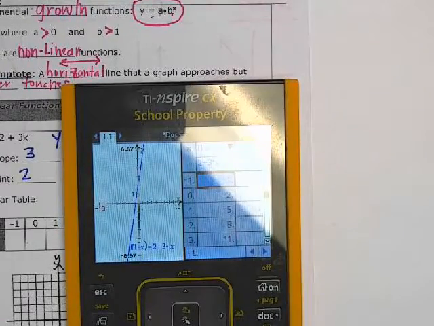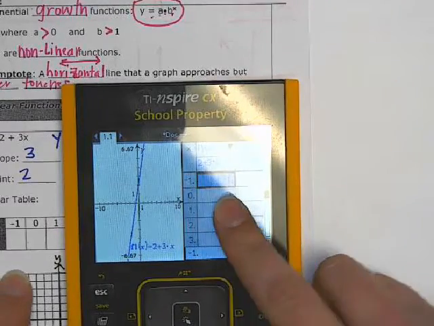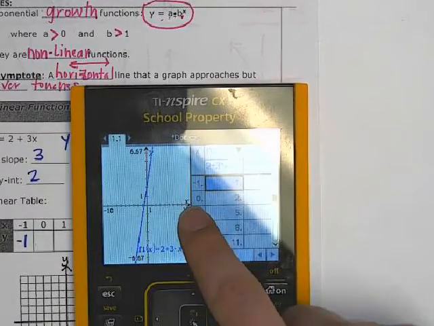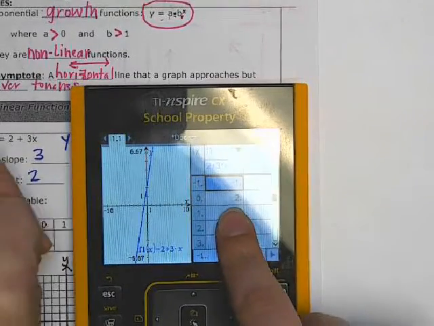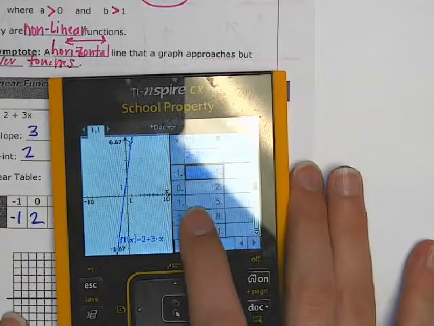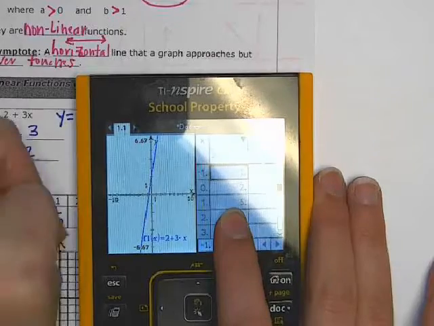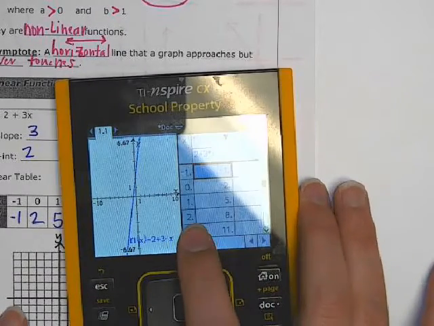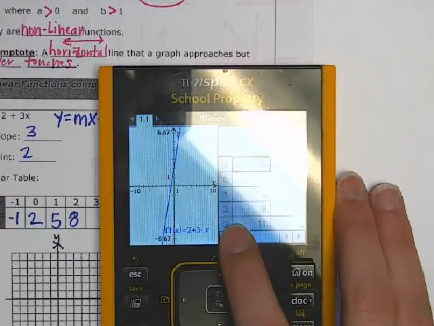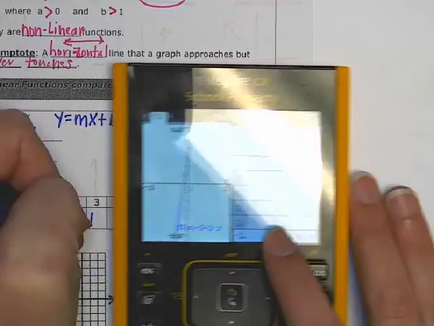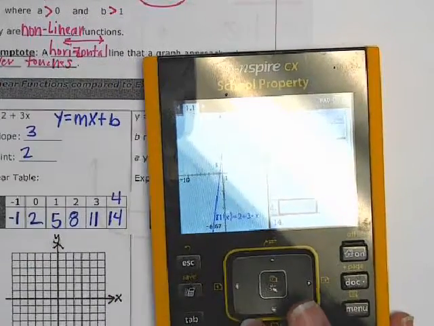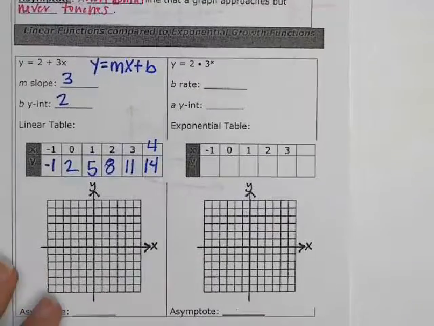Okay. When x is -1, what is the y? -1. When x is 0 in the calculator, what is y? 2. So you should be writing this on your notes for the table. When x is 1, y is 5. When x is 2, y is 8. When x is 3, y is 11. And then we're going to do 4. When x is 4, y is 14. So your table should look like mine.